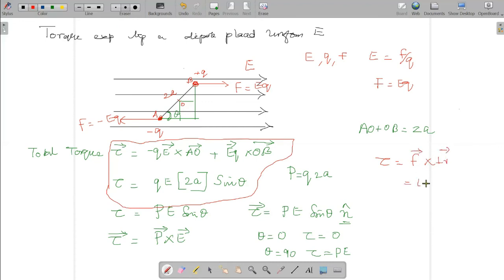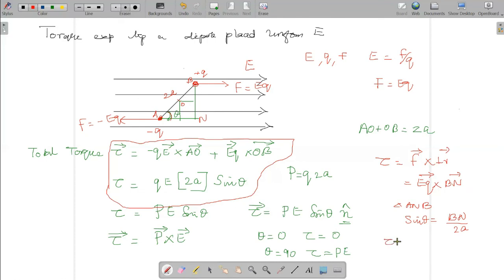The force value is EQ. What is the perpendicular distance? Let us take it as BN. So the perpendicular to both is BN. Both are vector quantities. Very simple. BN is opposite to this side. In the triangle ANB, BN is the opposite side, so we are using sin theta. Sin theta equals opposite side by hypotenuse, which is nothing but AB, which is 2A. So what can we put in place of BN? 2A sin theta. That's all.